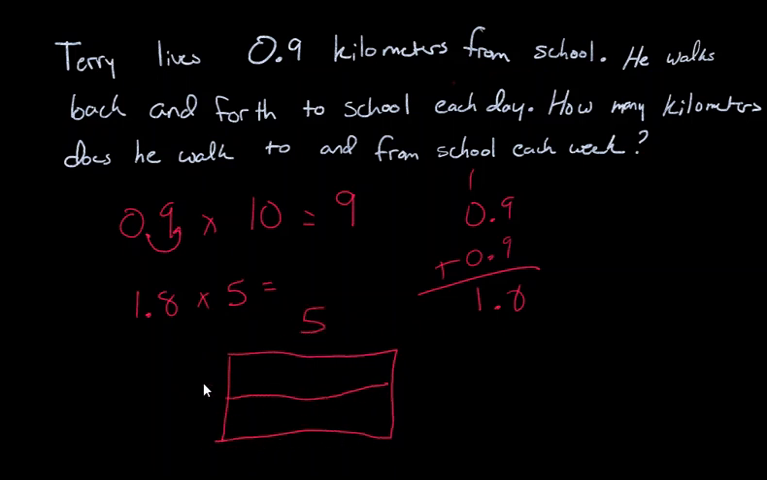Up here would be 5, this would be 1, and then this would be 0.8. Well, 1 times 5 is 5. 5 times 8 is 40. And then I have 1 place to the right of the decimal. So 8 tenths times 5 is 4. 5 plus 4 is 9. So those are 2 ways I could work it out, guys.